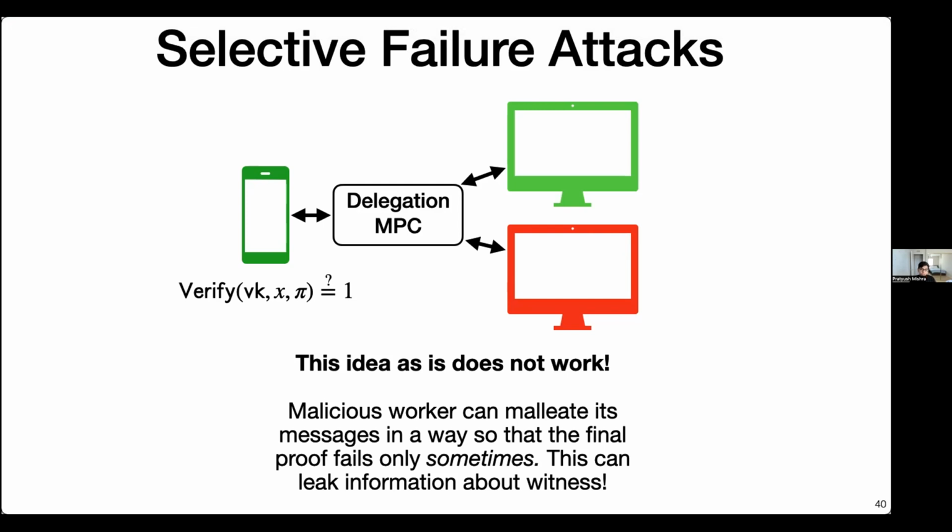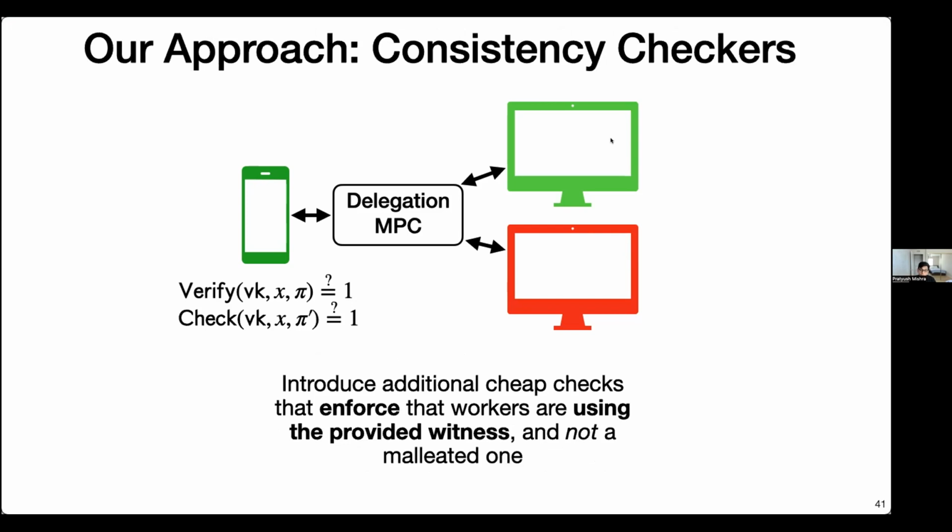What we actually need to do is enforce that the adversary is using exactly the witness that I sent it, and not any malleated witness. And so, I won't go into details, we introduce this new notion of a polynomial IOP consistency checker, which basically says that I will query the polynomials sent by this potentially malicious prover, and I'll check them for consistency in some sense with what the honest prover would have produced.